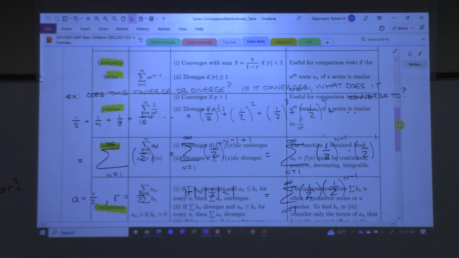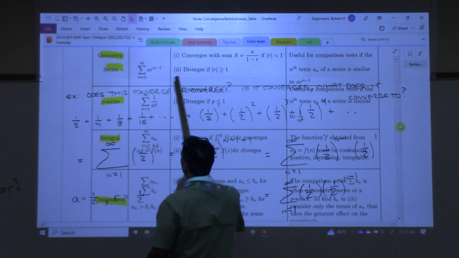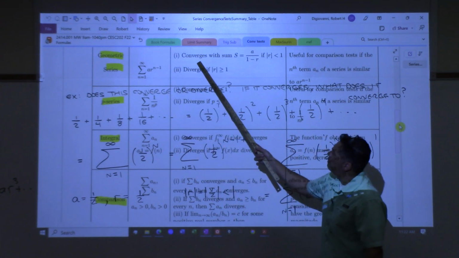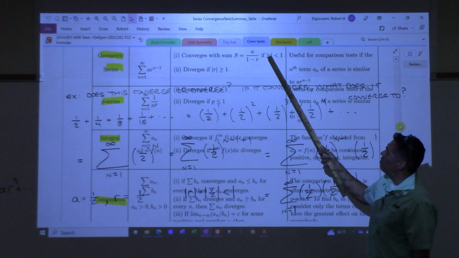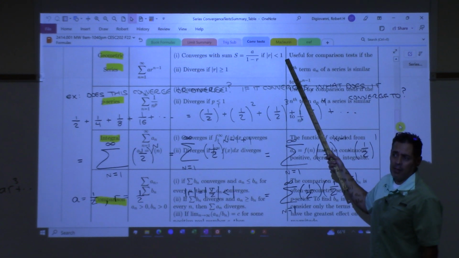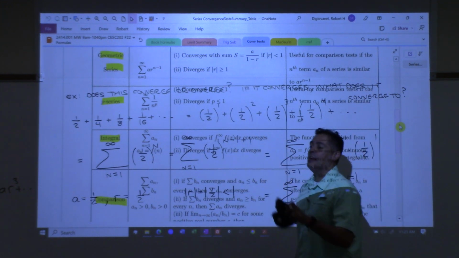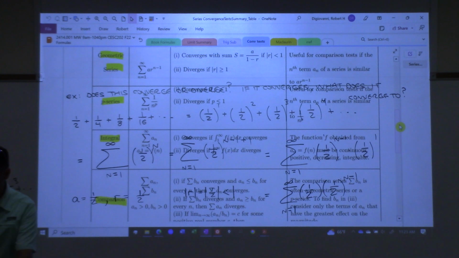The one that says geometric series, right? See it? It says, if you ever see a series like this, then it will converge, and the sum of that series will be A over 1 minus R as long as the absolute value of R is less than 1. Now, if the absolute value of R is greater than or equal to 1, then you diverge. That's it, right? So that's why I'm checking right now.